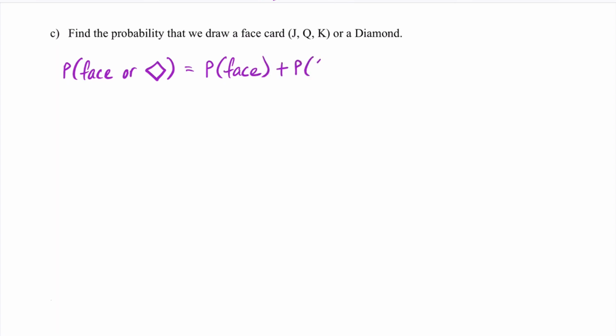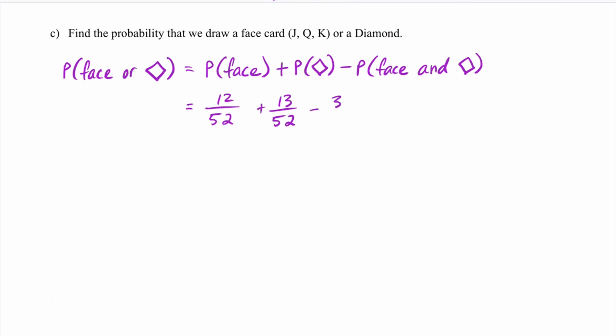We're going to add that to the probability of drawing a diamond, and then we're going to subtract, of course, the probability of drawing a face card that is also a diamond. From our sample space, the probability of drawing a face card would be 12 out of our 52, since we have 12 face cards. The probability of drawing a diamond would be 13 over 52, since we have 13 diamonds. But we need to subtract where those outcomes were shared in common, and we have 3 face cards that are also diamonds, so that would be a 3 over 52. Therefore, the probability of drawing a face card or a diamond would be 22 out of 52. And we're all set.